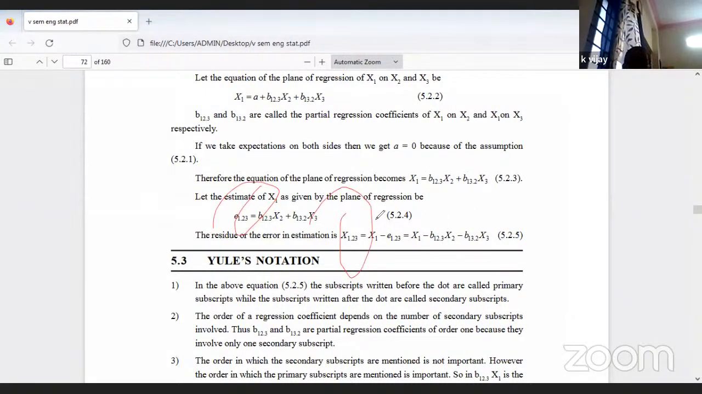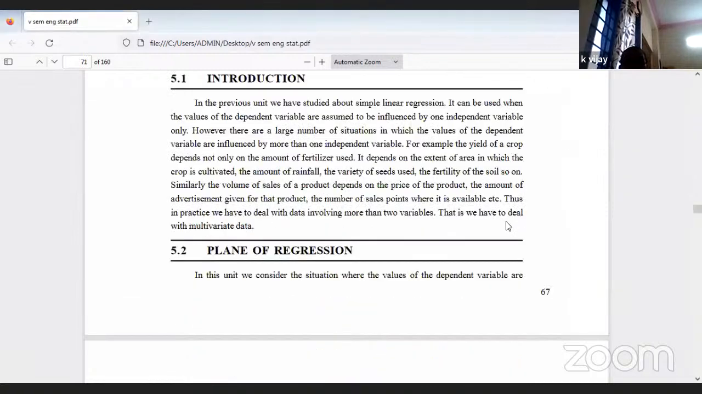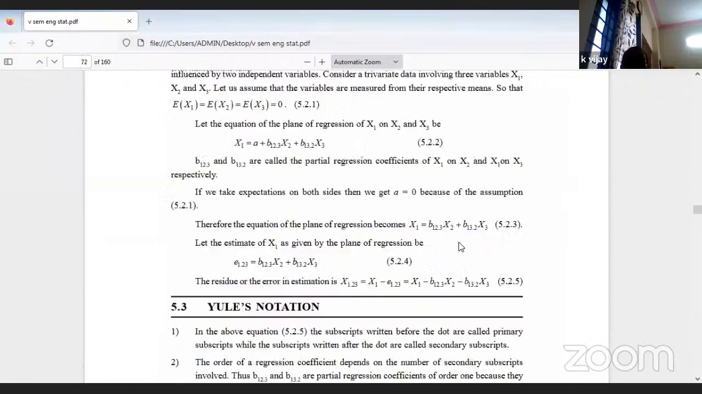So we can take that x1 minus E1.23 is equal to x1.23. Therefore x1 minus b12.3 x2 minus b13.2 x3. This is the residual, the error in estimation. We are taking this as the basic condition of the plane of regression.